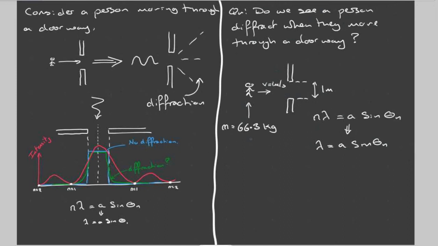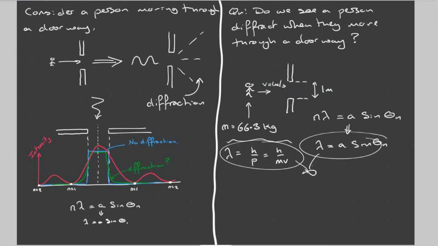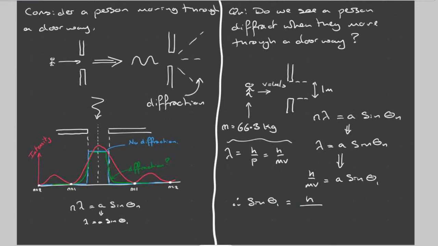Now, when we describe the person as a wave, we need to use de Broglie's relationship. De Broglie told us that the wavelength of matter is given by h over p, which is h over mv, the momentum. h is Planck's constant. So I can rewrite this equation by basically mixing these two equations together. h over mv is equal to a sin theta_n. Therefore, sin theta_n = h over m a v.